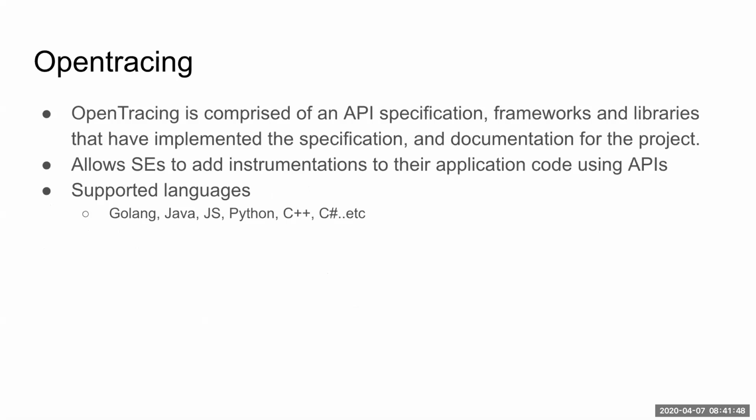And now there's a project called Open Tracing. Open Tracing wants to support distributed tracing for people. Open Tracing is comprised of the API specification, framework, and libraries. So you can easily do distributed tracing in your microservice environment. Just modify your source code to use the library provided by Open Tracing. And Open Tracing provides support for different languages like Golang, Java, JavaScript, Python, C++.